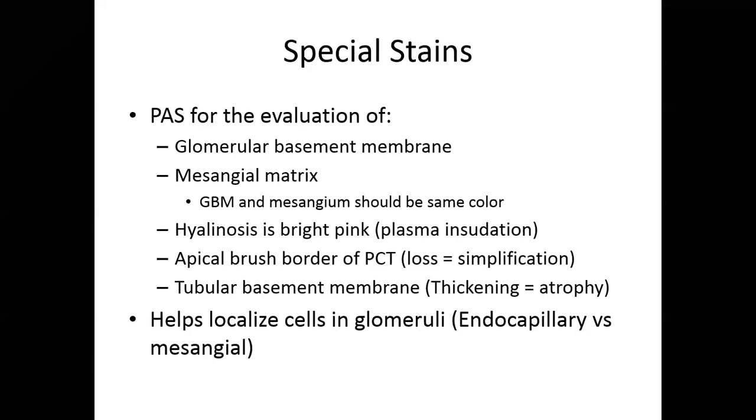Use the PAS to evaluate the tubular basement membranes as well. If the tubular basement membranes are thick, then we think that that tubule is undergoing atrophy. Sometimes they'll be thick and multilaminated, and again, it shows some type of degenerative or atrophic process in the tubule. And then one thing I don't have on this slide is that the GBM and TBM, so the glomerular basement membrane and tubular basement membrane, should be approximately the same thickness.